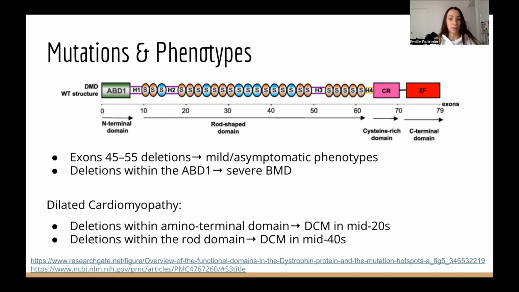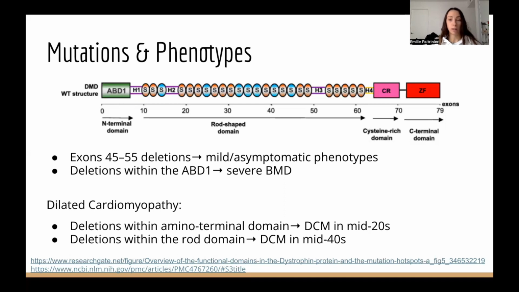What has been found is that deletions in exons 45 through 55, which are in the rod domain of the gene, only cause mild symptoms, while deletions in the first part of the gene cause very severe BMD symptoms, and this is because the first exons comprise the actin binding domain, which is essential for the functioning of the dystrophin protein.